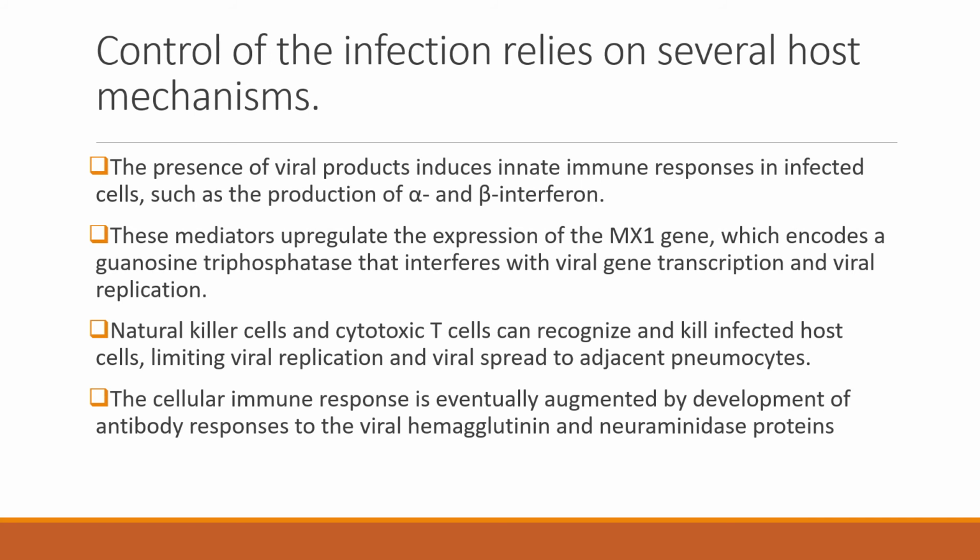Then second, natural killer cells and cytotoxic T cells can recognize and kill the infected host cells, so they limit the viral replication and viral spread to adjacent pneumocytes. And the cellular immune response is then eventually augmented by the development of antibody responses, that is humoral responses to the viral hemagglutinin and neuraminidase proteins. So these control mechanisms can protect us from the viral infection.